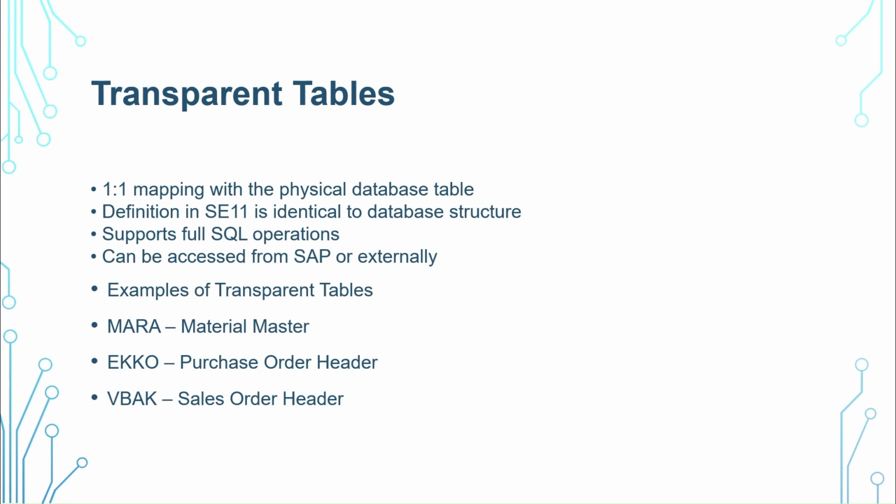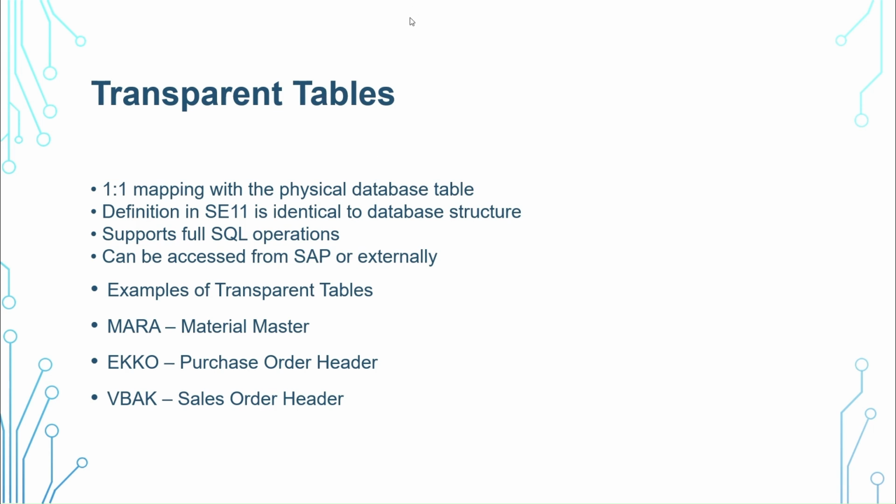Transparent tables. Transparent tables are the most commonly used database tables in SAP. They store actual business data such as materials, vendors, employees, and sales orders. Key characteristics: a transparent table has a 1:1 mapping to a physical database table. Whatever is defined in SE11, fields, data types, and primary keys, exists exactly in the underlying database. Transparent tables fully support SQL operations and the data can be accessed from SAP or directly via database tools. Examples include MARA, Material Master, EKKO, Purchase Order Header, VBAK, Sales Order Header.